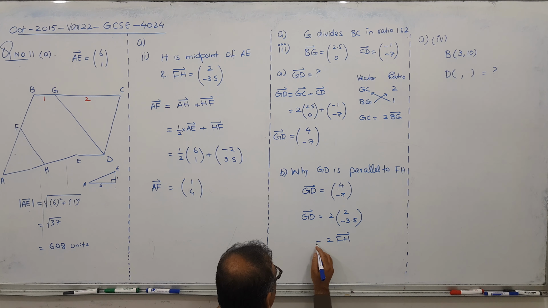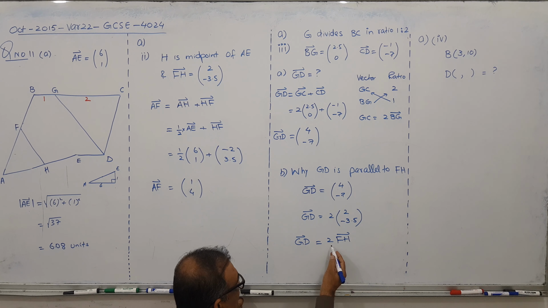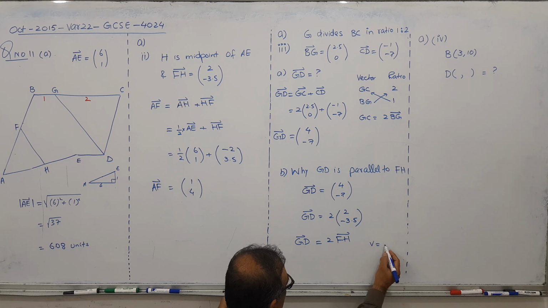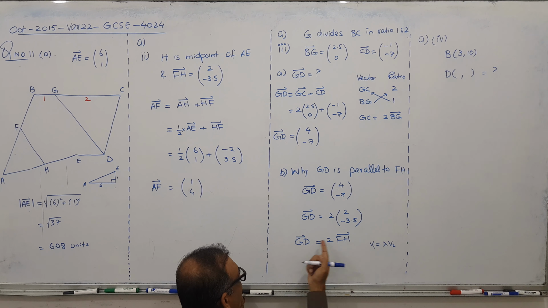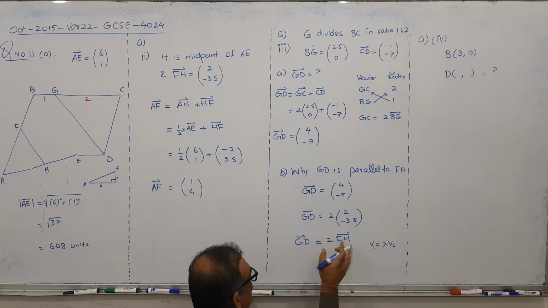So 2 times FH, so GD. Whenever this is called lambda, I taught before, a vector is equal to lambda times the other vector. So we can say they are collinear or parallel. If a letter repeats, a common letter, then collinear, not parallel. Because no letter is repeating, F, G, D, F, H, no letter repeating, so parallel.